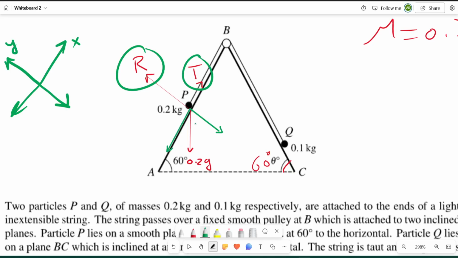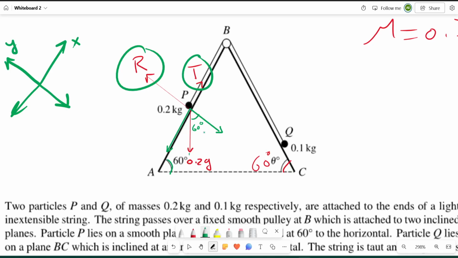x direction. This is 60, so this is also going to be 60 degrees. Why? Because if I extend this, that's going to be 90. So that's a 60, 30, 90 triangle. So this is 30. If this is 30 and this is perpendicular, then that is going to be 60.